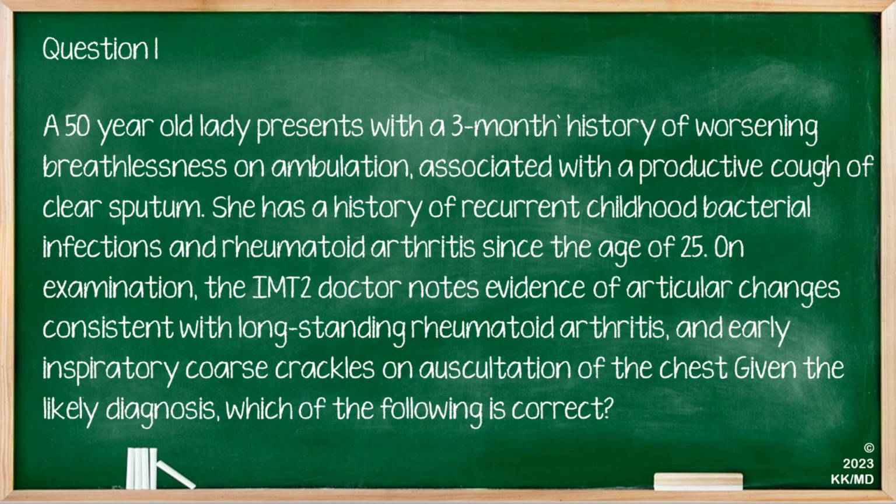She has a history of recurrent childhood bacterial infections and rheumatoid arthritis since the age of 25. On examination, the IMT2 doctor notes evidence of articular changes consistent with long-standing rheumatoid arthritis and early inspiratory coarse crackles on auscultation of the chest. Given the likely diagnosis, which of the following is correct?